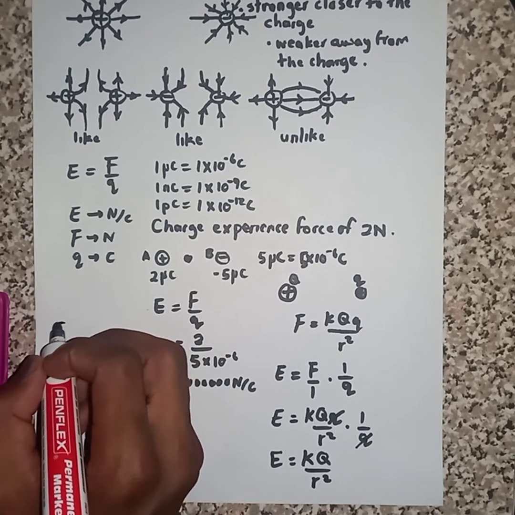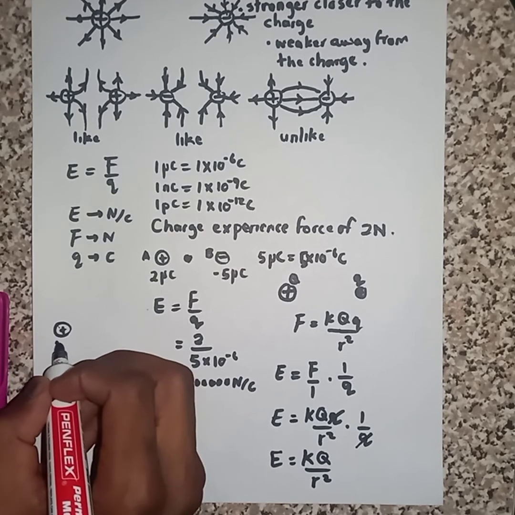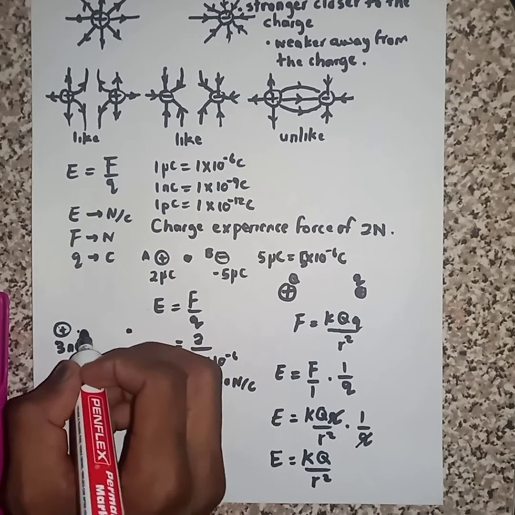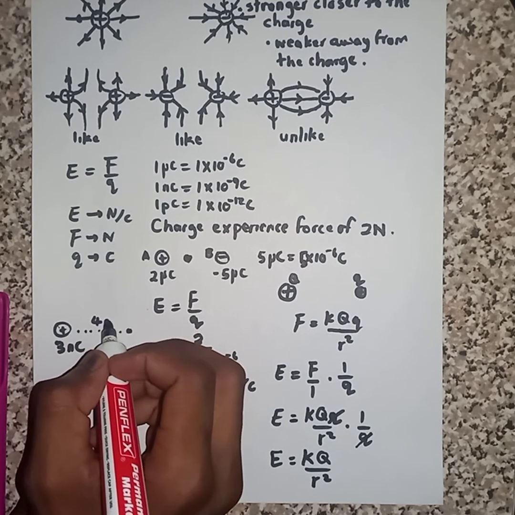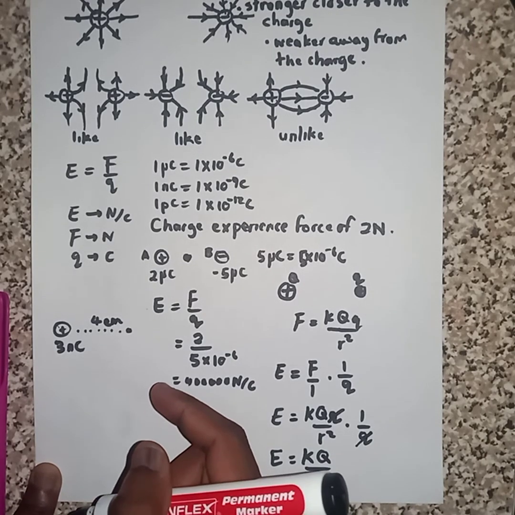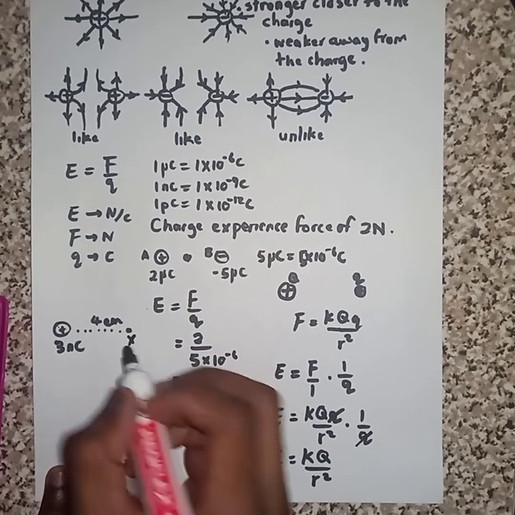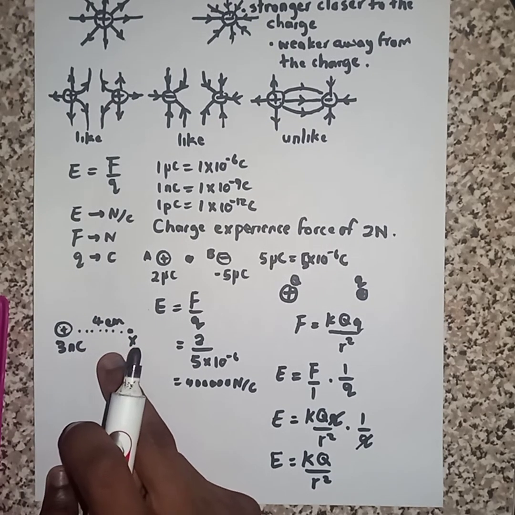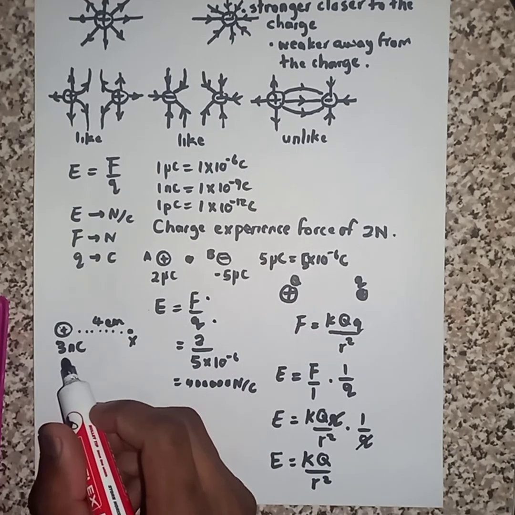Then how? Let's say if they give us something like this. Let's say I have A, which is 3 nanocoulomb at a distance of, let's say, 4 centimeters. Then you are required to calculate what? The electric field at point, let's say, point X. Calculate the electric field of this charge at point X. How are we going to use this one? Bear in mind, we don't have a force, but we do have a charge, which is 3.